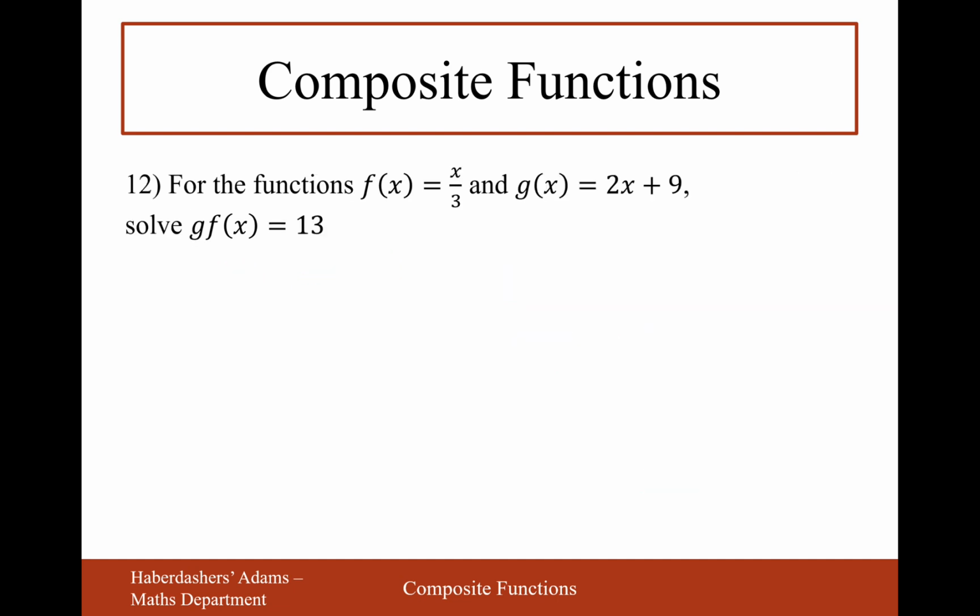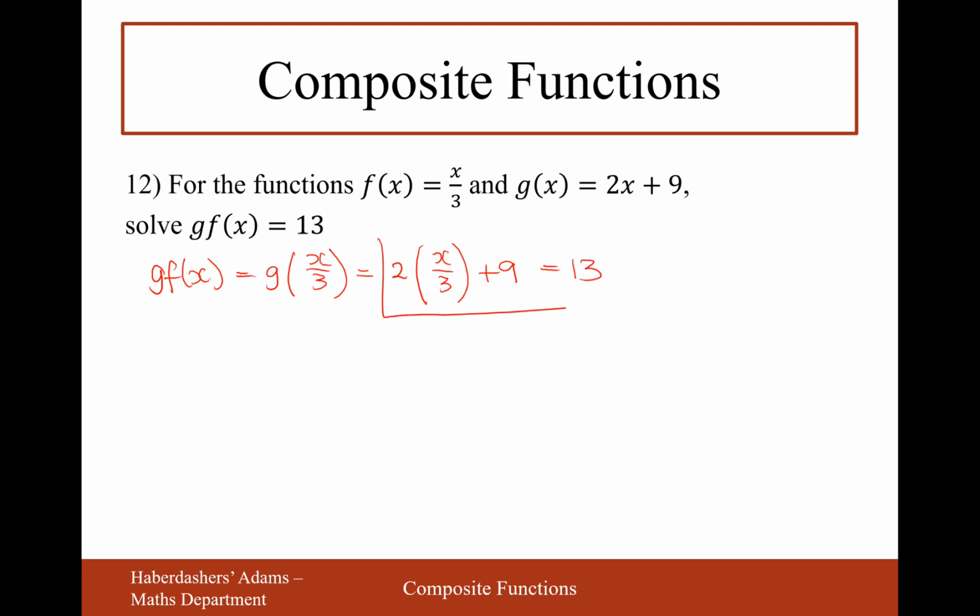Let's move on to question 12 then. Pause the video and have a go at this question, question 12. Okay, so first thing I need to do is make this function here. So g(f) of x equals g of the f function, which is x divided by 3. Then I'm going to put this algebra into the g function, so it's going to be 2 lots of x divided by 3 plus 9. And this thing equals 13.